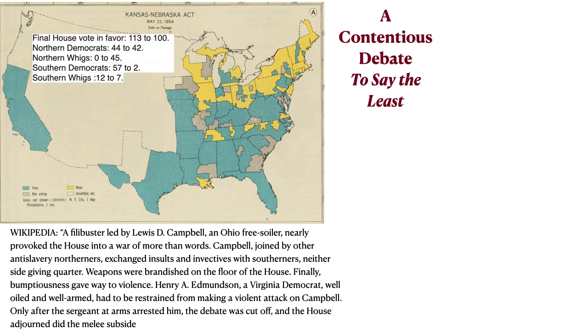And I'm going to read a line from a Wikipedia article which summarizes how this bill fared in the House. To quote, a filibuster led by Lewis Campbell, an Ohio free soiler, nearly provoked the House into a war of more than words. Campbell, joined by other anti-slavery Northerners, exchanged insults and invective with Southerners, neither side giving quarter. Weapons were brandished on the floor of the House. Finally, bumptiousness gave way to violence. Henry Edmondson, a Virginia Democrat, well-oiled, in other words, drunk, and well-armed, had to be restrained from making a violent attack on Campbell.